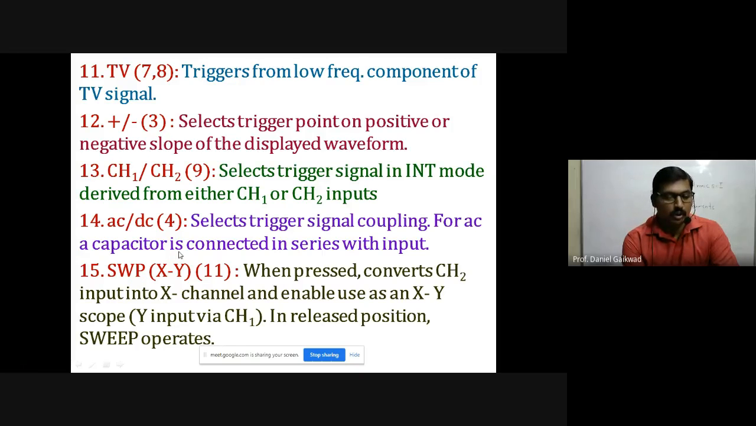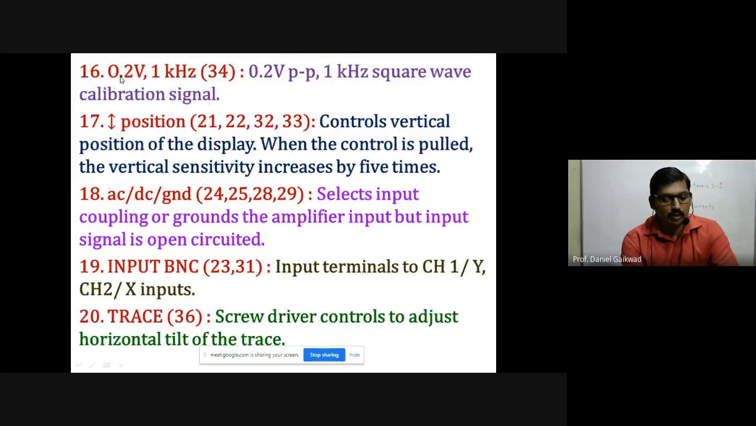Okay. Next, number 16. So here we have the 0.2 volt 1 kilohertz, that is number 34. So what is the concept of this? 0.2 volt peak to peak, and the 1 kilohertz square wave calibration signal. So the voltage of the square wave is measured peak to peak. Already we have learned in 11th standard V peak to peak.